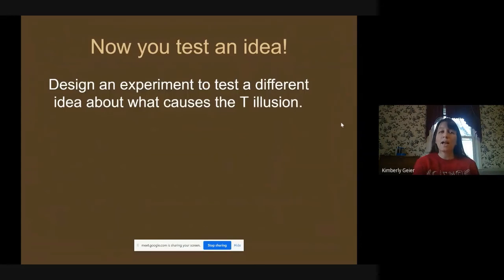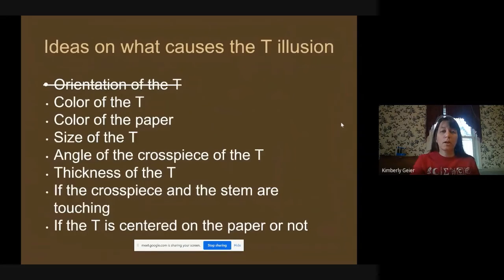All right, so now that we have done the experiment about the orientation of the T, now I want you to design an experiment to test a different idea about what causes the T illusion. You only have to design it. You don't have to actually carry it out unless you want to. But what I want you to do is, here are all of our ideas about what causes that T illusion. We've already tested the orientation. So now I want you to pick one of these other ones or something that you have thought of, and I want you to decide how you would test it.